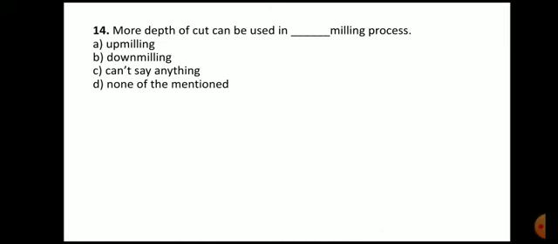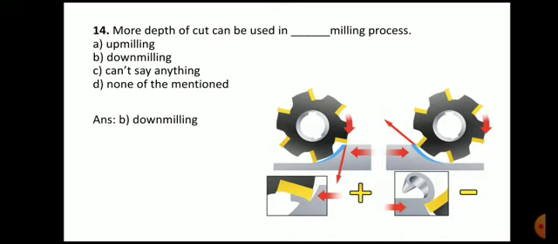Upmilling, downmilling, can't say anything, none of the mention. The answer is downmilling. Now this is an example of downmilling, the first diagram, where the cutter and the work move in the same direction. So this is the direction of rotation of cutter and this is the movement of workpiece. So they are in the same direction.